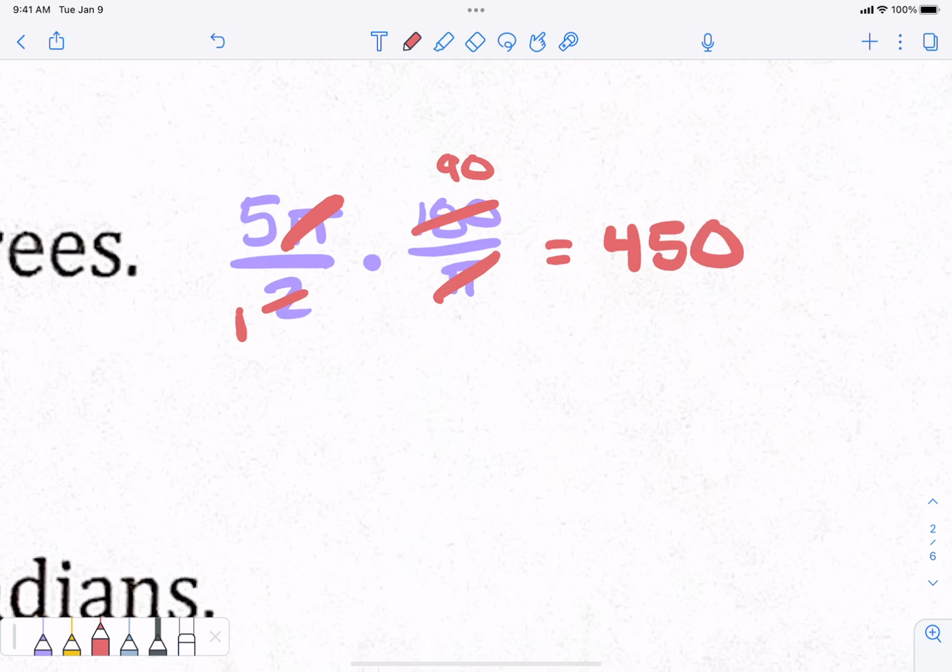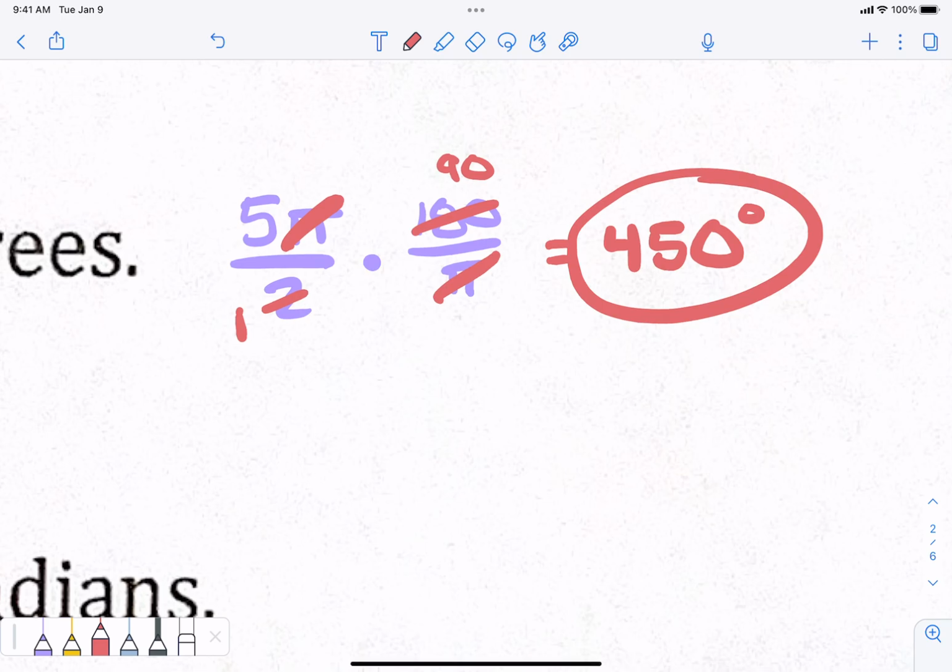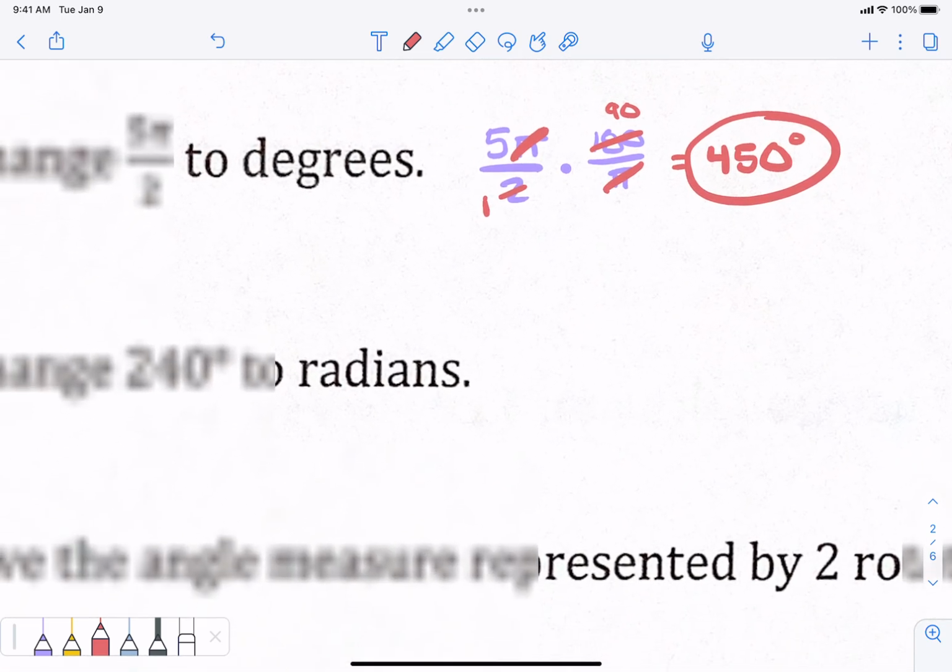450 degrees. Okay, what happens if there was a negative in front of that 5 pi over 2? Add the negative to your answer. That's all. It doesn't change anything. Okay? All right, next.